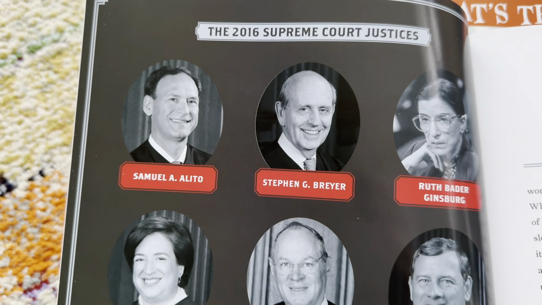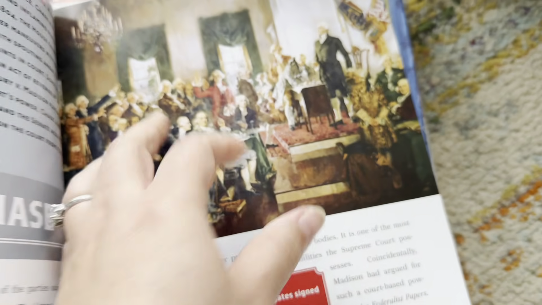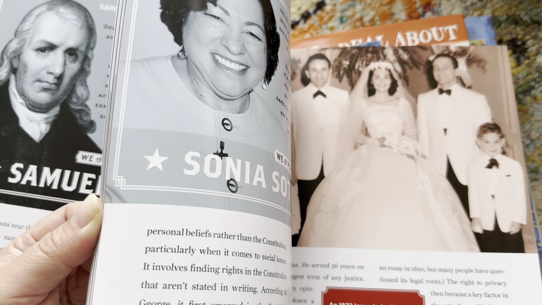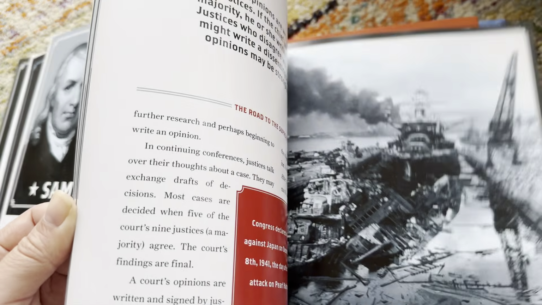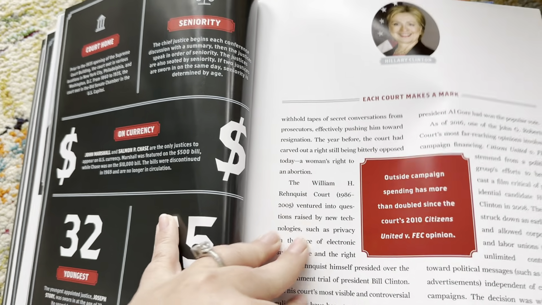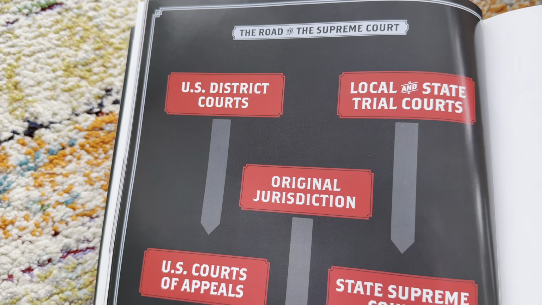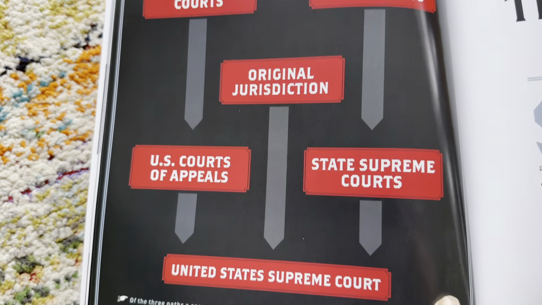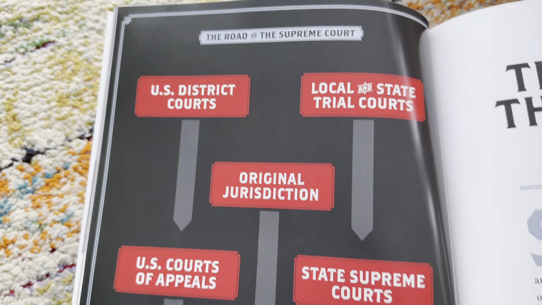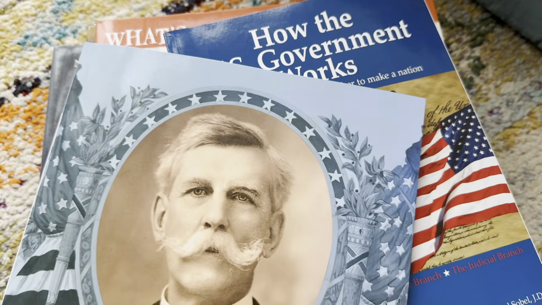All right, and then the 2016 Supreme Court justices. That's cool. Okay, hold on. There's a glossary in the back. There was a glossary along the back as well. Hold on. I wanted to see this. The court structure. This is so cool that they included that. So the lower courts, and then moving up to the Supreme Court. All right, so that's cool.